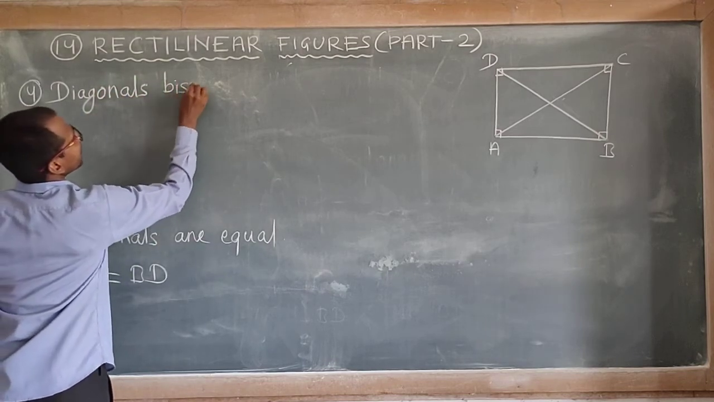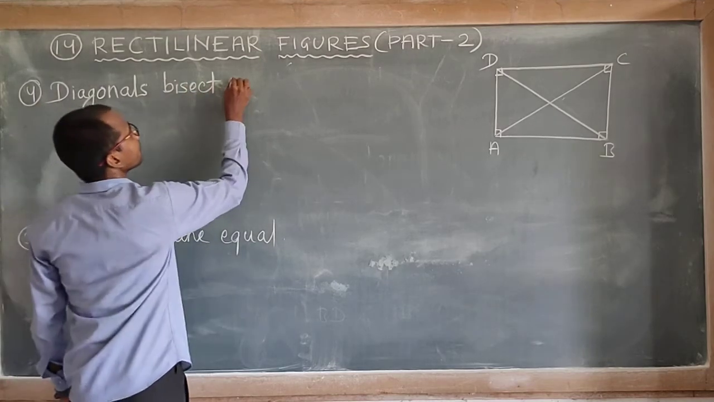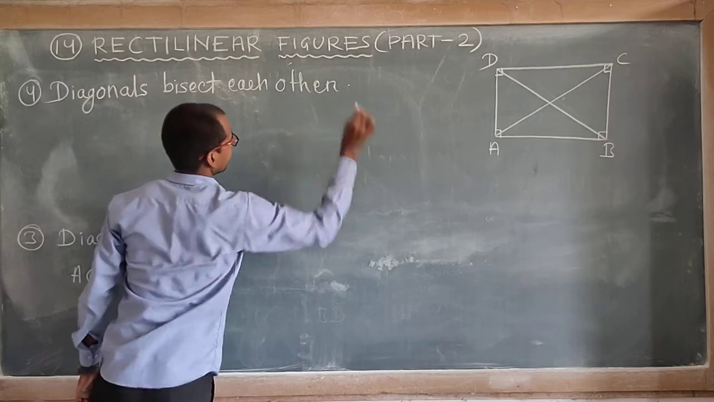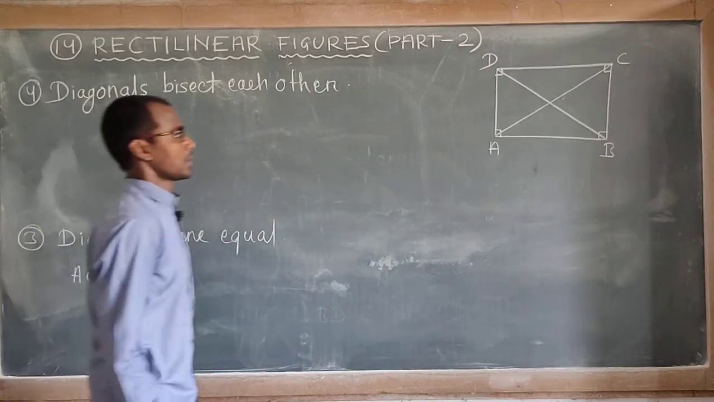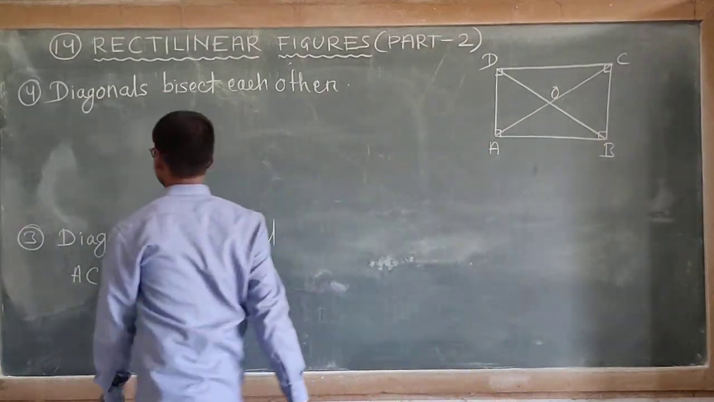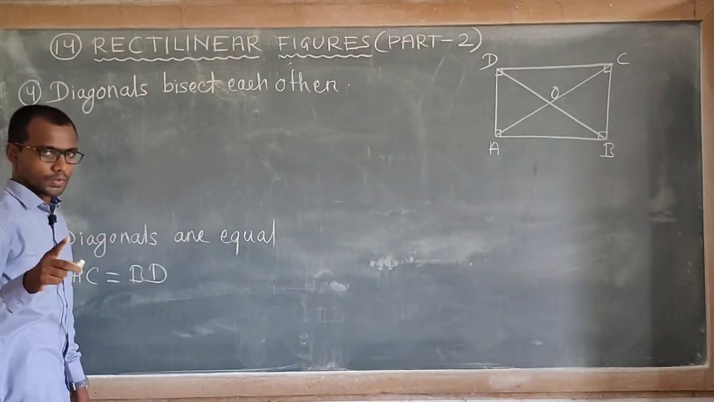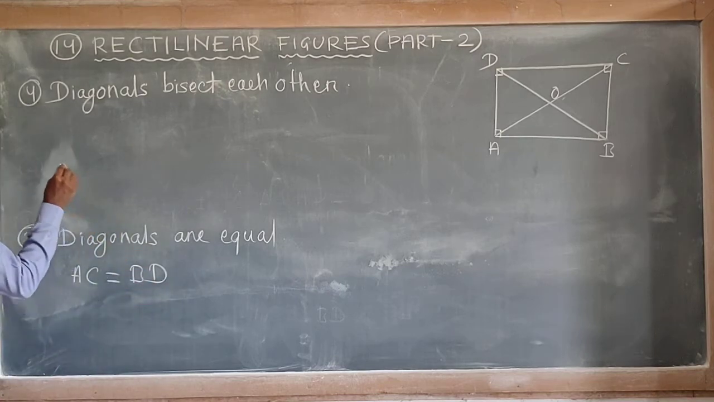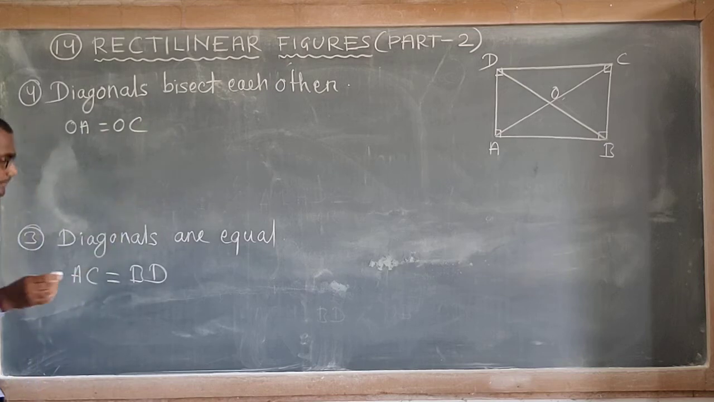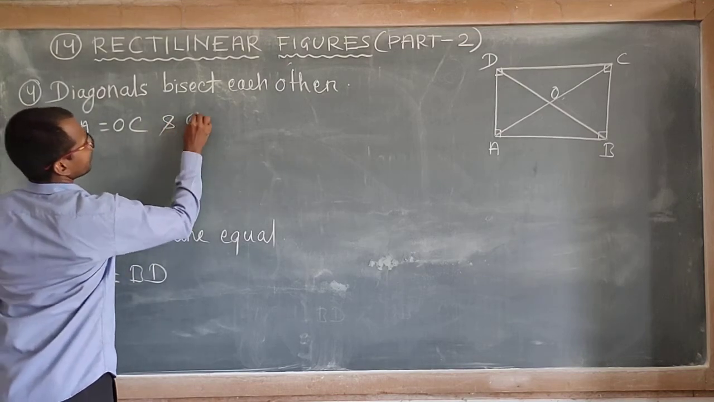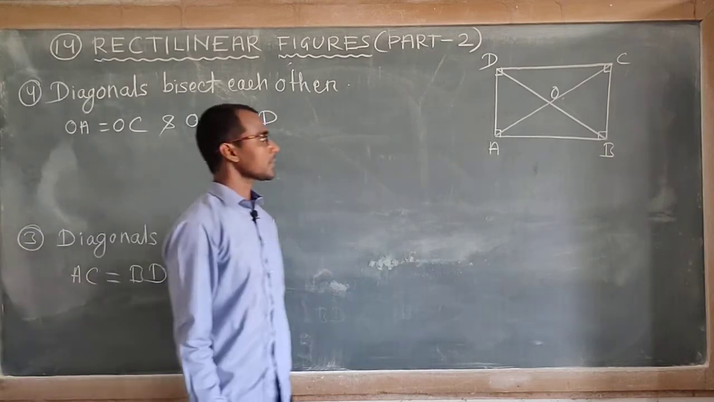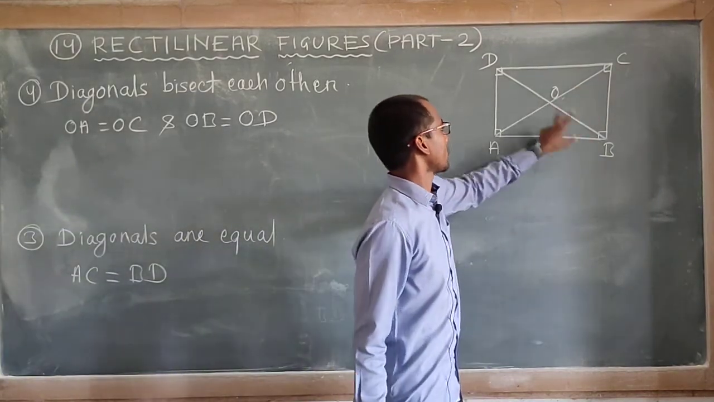Diagonals bisect each other. Let the point of intersection be O. This property was in parallelogram also. Diagonals bisect each other. So we can say OA is equal to OC and OB is equal to OD. Okay, OA equal OC and OB equal OD.